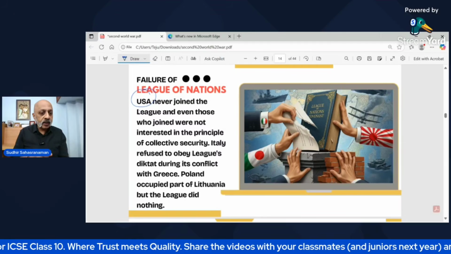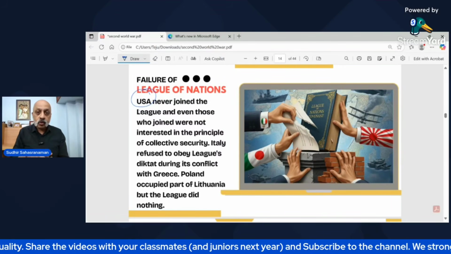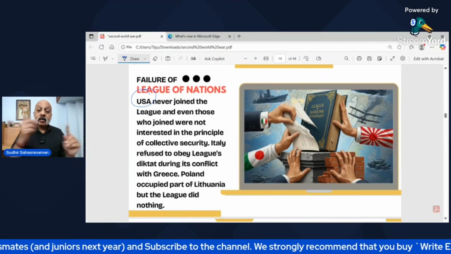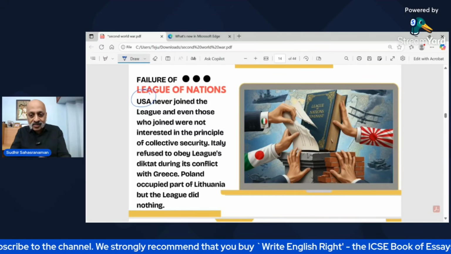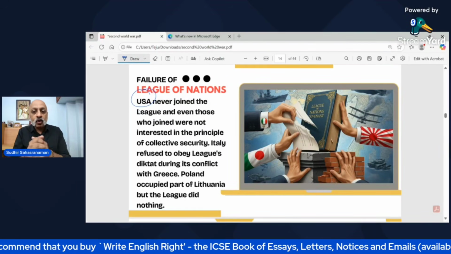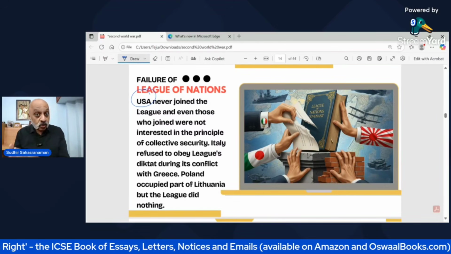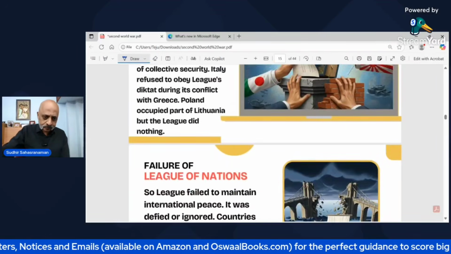Italy refused to obey the League's diktat. Japan refused to. Germany refused to. Britain and France followed the policy of appeasement, right? Poland went and occupied part of Lithuania. Again, the League did not do anything. So you can see here, everybody is tearing pages from the League of Nations, and nobody is really interested in obeying what it has to say. And subsequently, the League also stopped saying anything.